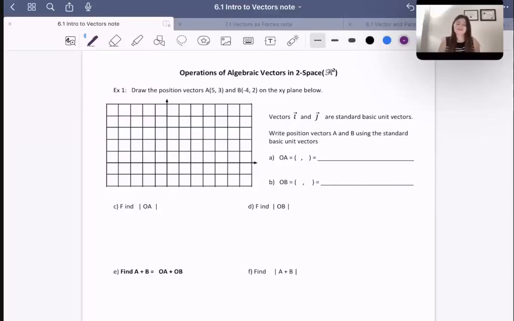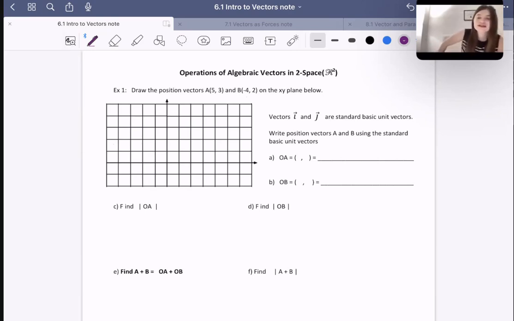Hello, everyone. Welcome back. Today we're going to be talking about the operations of algebraic vectors in 2 space, or in R2. Just a reminder, we've already talked about general vectors in 2 space in the previous lesson, so make sure you watch that if you haven't already. With that said, let's get going on this one.